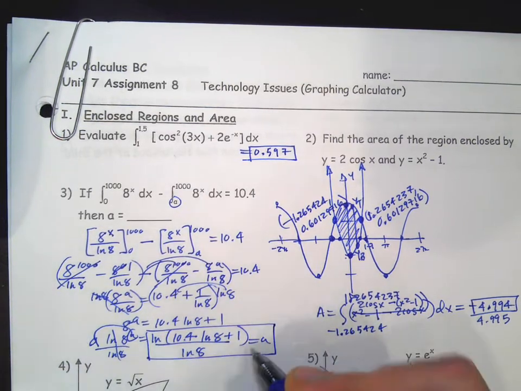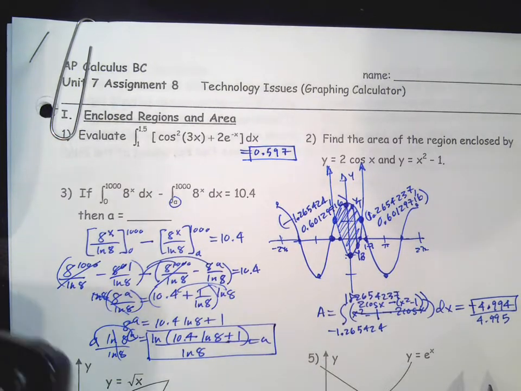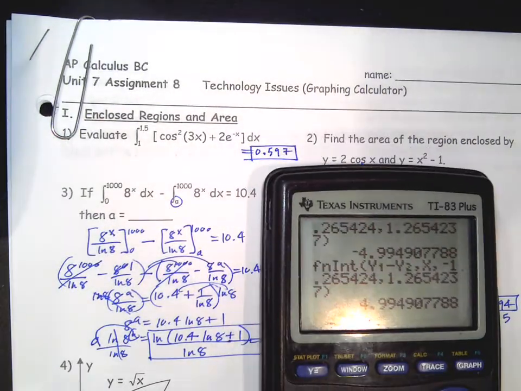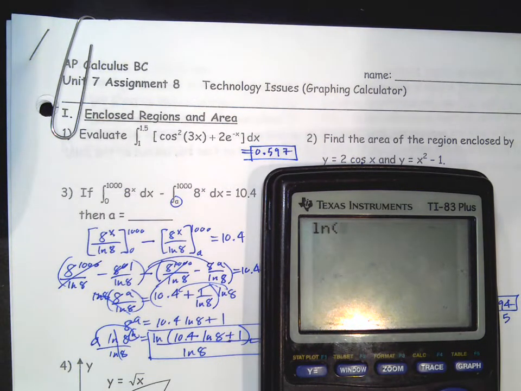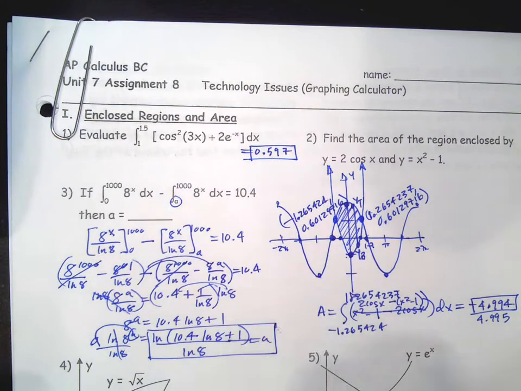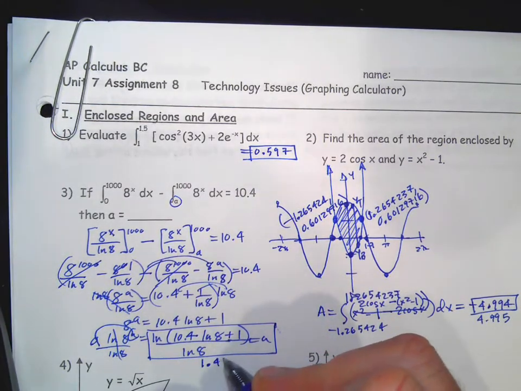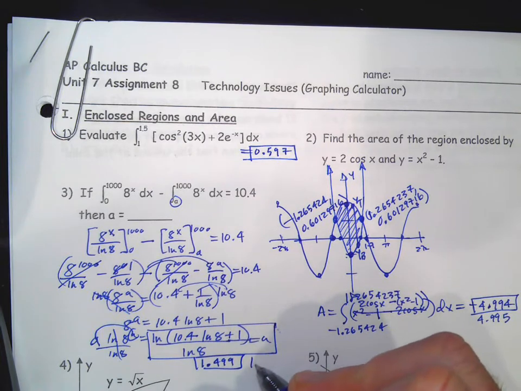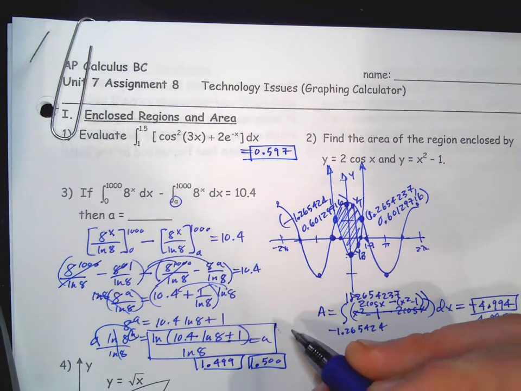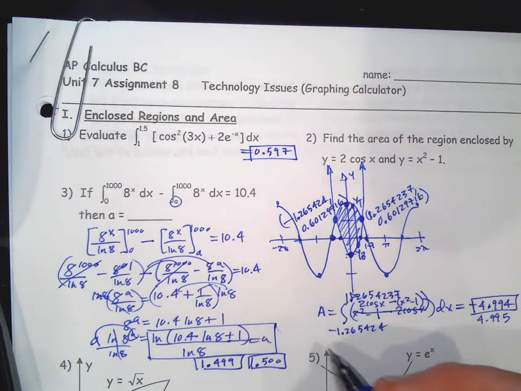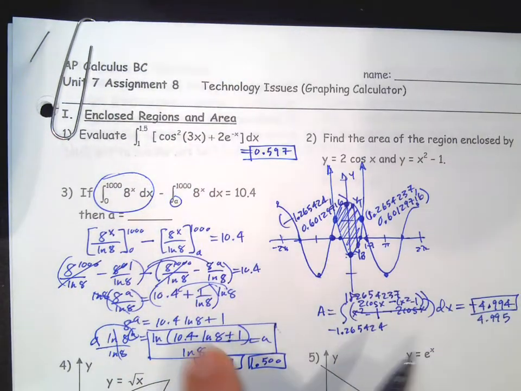I didn't even use a calculator, but we could use our calculator now to figure out what this value is. So let's see, natural log of 10.4, natural log of 8 close plus 1 close divided by natural log of 8 is 1.499 or 1.500. You round. Now, the interesting thing here is we didn't have to integrate this by hand. We could have just put that in our calculator.